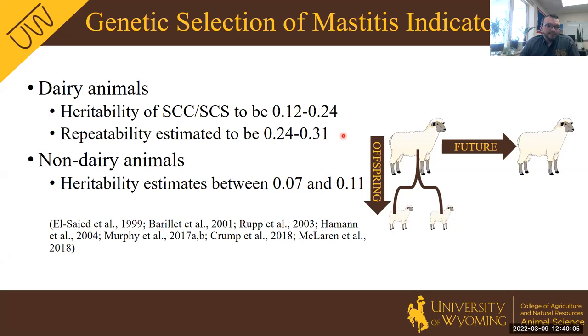And repeatability is another genetic parameter that basically is a measure of how much this current lactation's or past lactations' somatic cell count is predictive of future lactation somatic cell count. It's a little bit higher of an estimate compared to our heritability, so about 0.24 to 0.31. And this makes sense because we're talking about the same individual female. So essentially, if a ewe has a low somatic cell count in this lactation, that doesn't necessarily mean in future lactations, she's still going to have low somatic cell counts. It's highly variable. There's a lot of environmental factors that go into mastitis and somatic cell counts.